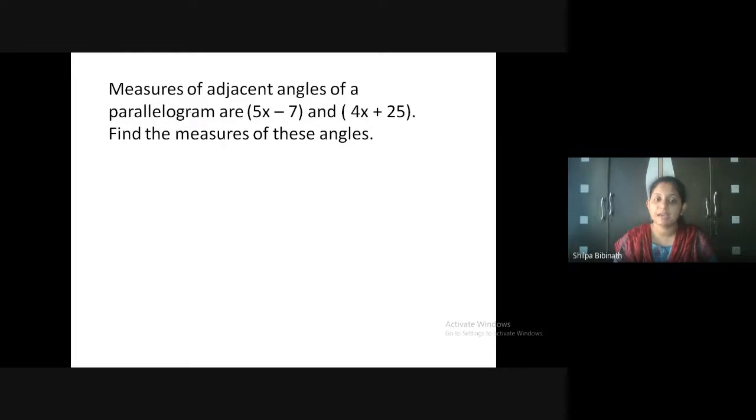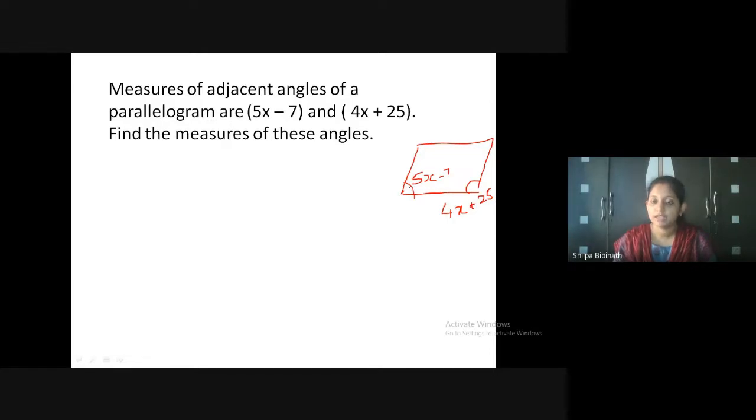Now what is the property of a parallelogram? Opposite sides of a parallelogram are congruent to each other, and also the opposite angles are congruent to each other. Okay. And then what is given about adjacent angles? Measures of adjacent angles of a parallelogram. So roughly we can draw a parallelogram where the adjacent angle, here if it is 5x minus 7, here the angle will be 4x plus 25. What can you say about this? How can you find out the value of x?